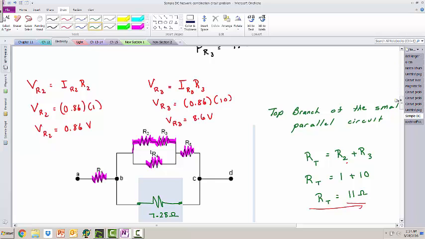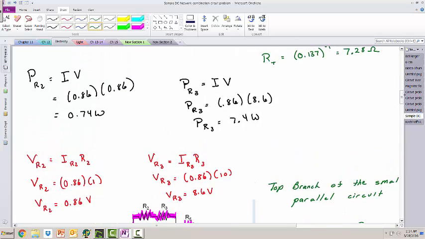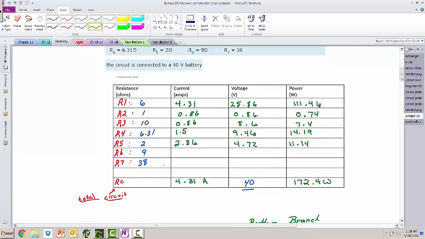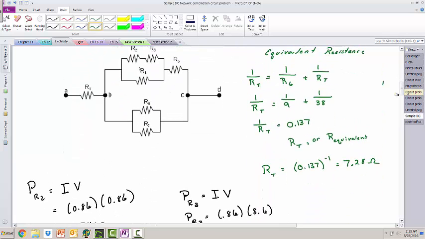And once we have the voltage and the current, we can find the power. And so the power in R2 is 0.74, and the power in R3 is 7.4. Those are both in watts. So of course I filled in my table. I go to my table up here, and I've got R2 and R3 all filled in. So now I only have 2 resistors left to do to fill in the table.